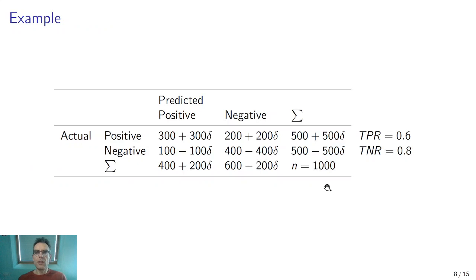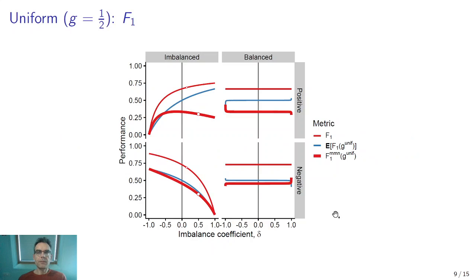So here's an example using 1,000 instances that are equally allocated, but depending on delta, this allocation may shift. And we are assuming that the model has a true positive rate of 0.6, which means that 60% of the positive cases will be true positives, and a true negative rate of 0.8, which means that 80% of the negative cases will be true negatives. With that information, we can fill the rest of the table.